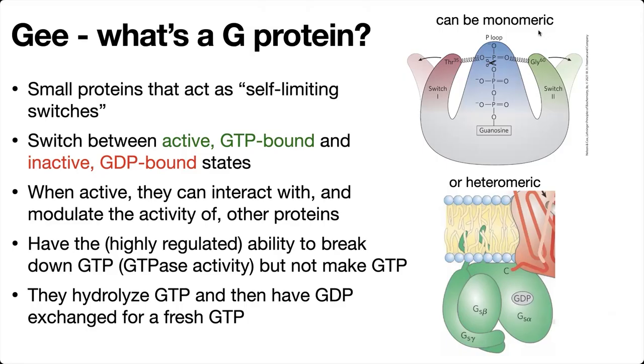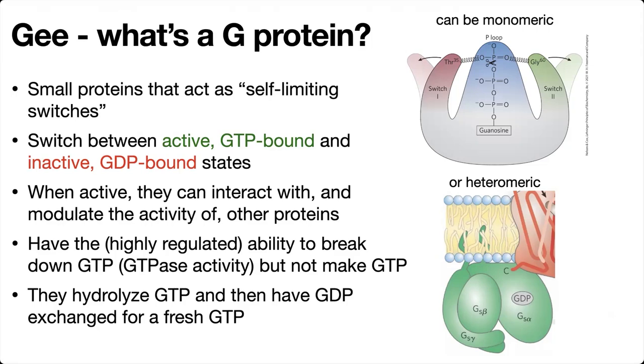When it's bound to GDP, it's inactive. It does not associate with adenylyl cyclase. It does not activate adenylyl cyclase. The G protein hydrolyzes the GTP to GDP, but it does not make GTP from GDP. So its enzymatic function is to inactivate itself. So the G protein can't activate itself. It can only inactivate itself.